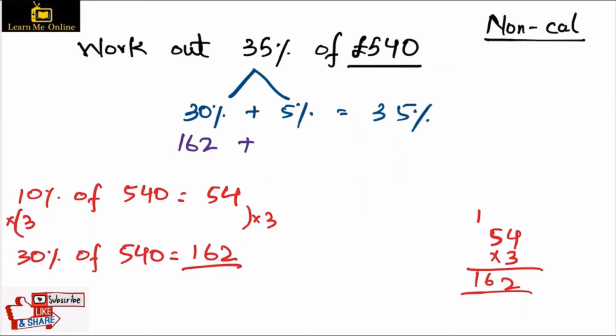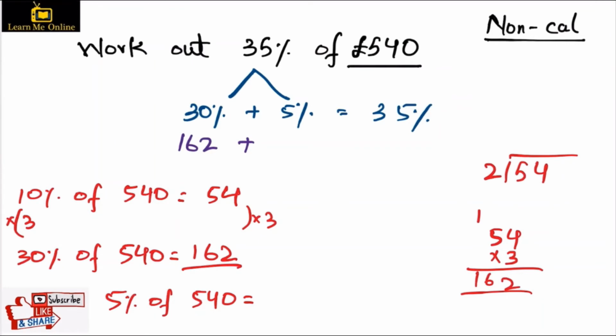5% is the half of the 10%. So now how much is the 5%? So 5% of 540 would be half of 54. So how do we find out the half of 54? Again, I'm showing on the side 54 divided by 2.